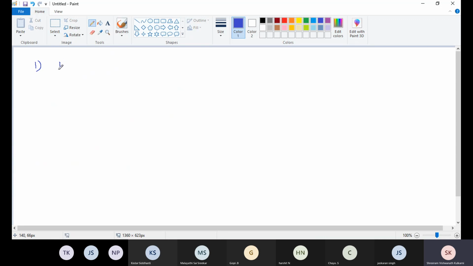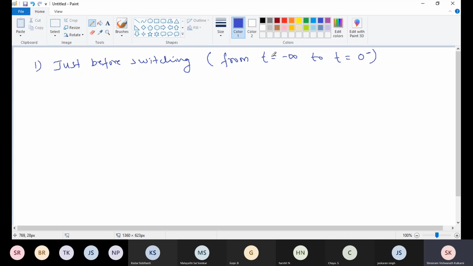First one, just before switching, that is from t equal to minus infinity to t equal to 0 minus. We are going to divide the time period in three different types. First one, just before switching, that is from t equals minus infinity to t equals 0 minus.